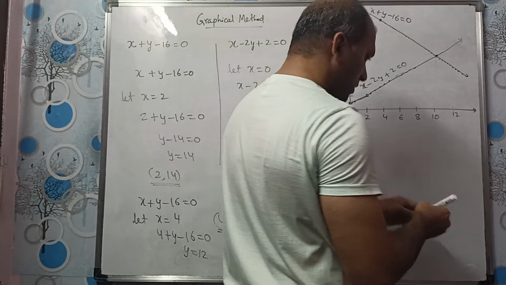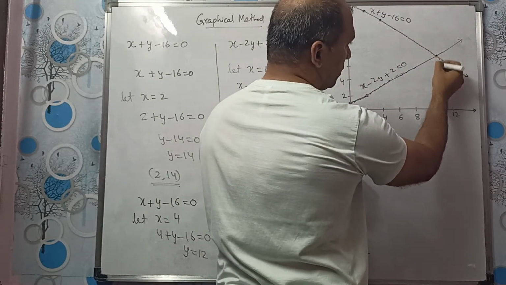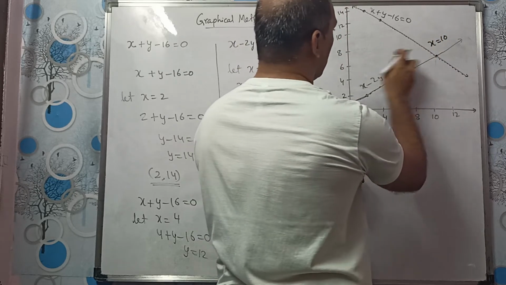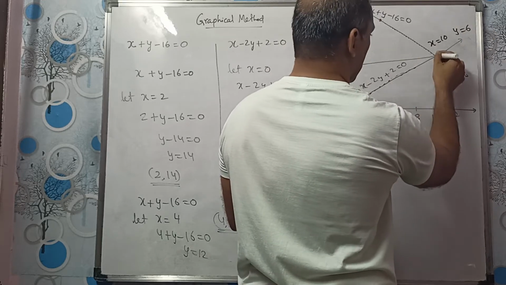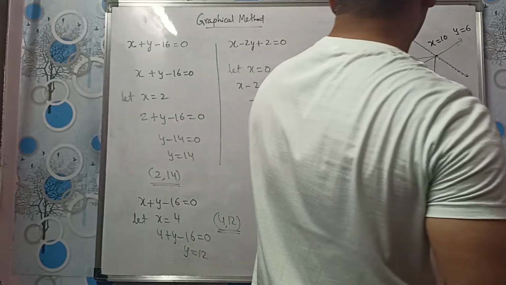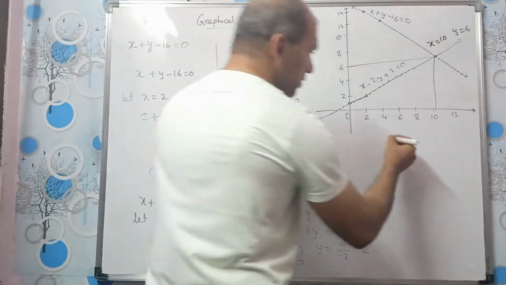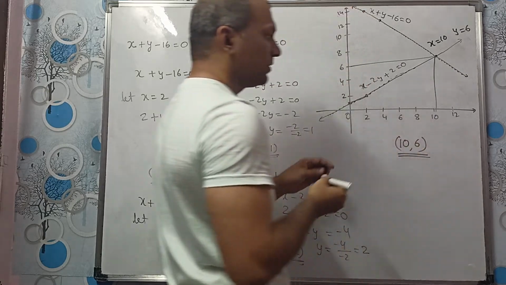See, what is that? X is equal to 10. See, where is it touching? X is equal to 10, right? And what is the value of y? It is equal to 6. Y is equal to 6. Is it not touching like this? Yes, x is equal to 10 and y is equal to 6. So 10 comma 6 is our solution.